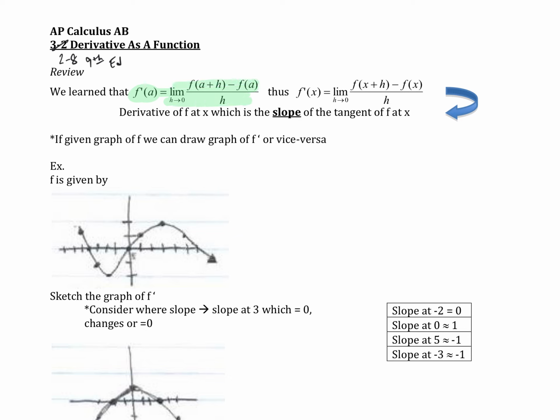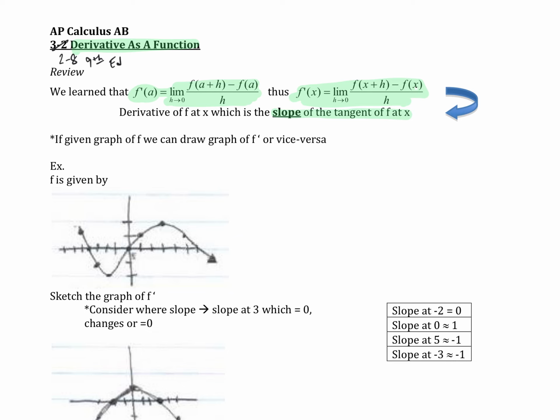And we had this formula, which was the definition of a derivative. Here it is, same exact thing with x. So this is the derivative as a function. That's how we present it. And again, the derivative is the slope of the tangent at x. So, knowing that, we can do some things.